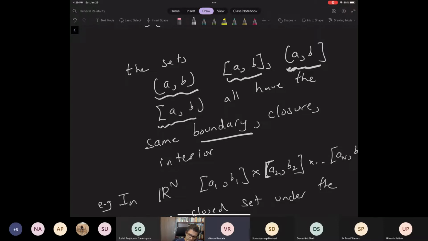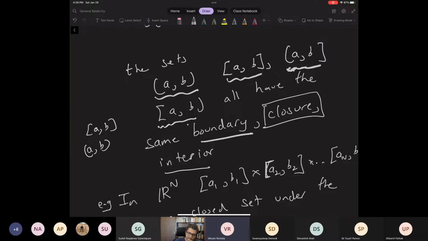They all have the same closure. Their closure is [a, b]. They all have the same interior. The interior is the open interval (a, b).